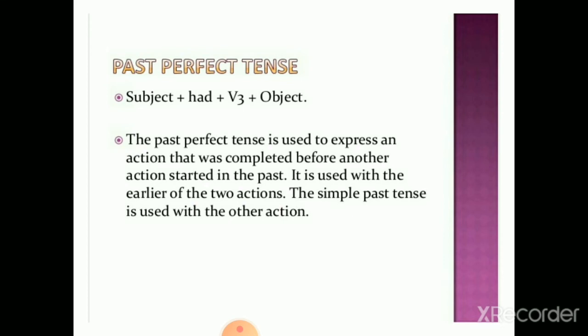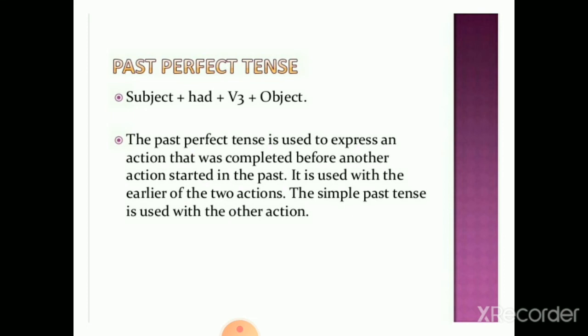So, past perfect tense. In past perfect, as I have already told you, in perfect, not perfect continuous, but only in perfect, we have to make use of the third form of the verb. In present we used has and have as helping verbs, but in past it will be had plus the third form of the verb. The past perfect tense is used to express an action that was completed before another action started in the past.